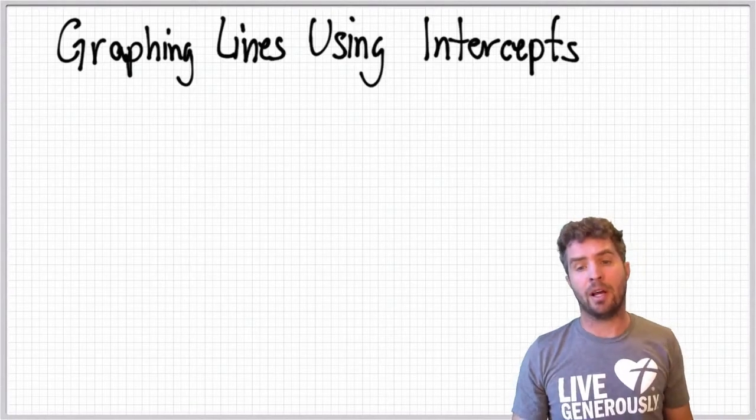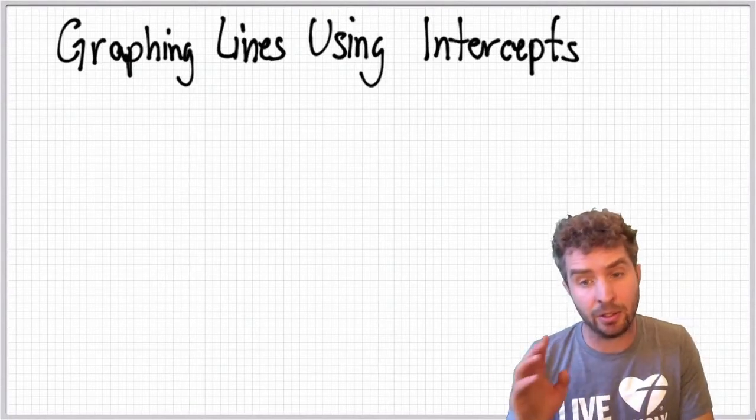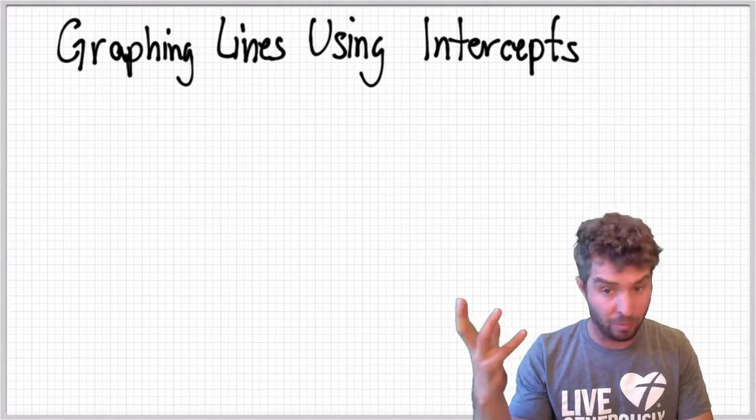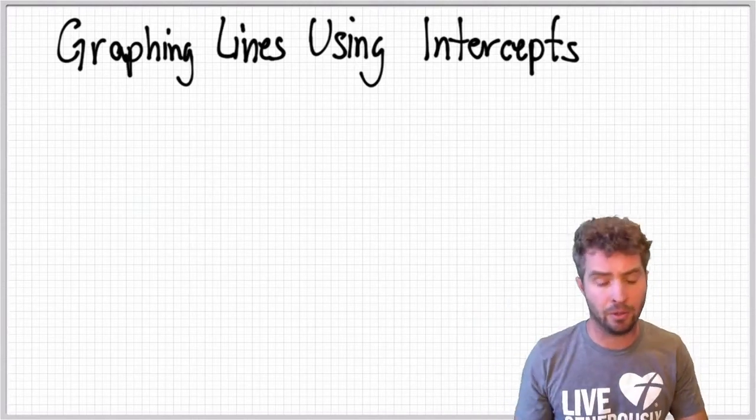Talking about graphing lines using intercepts. So we'll talk about what all that means and then how to do it. We'll look at an example.